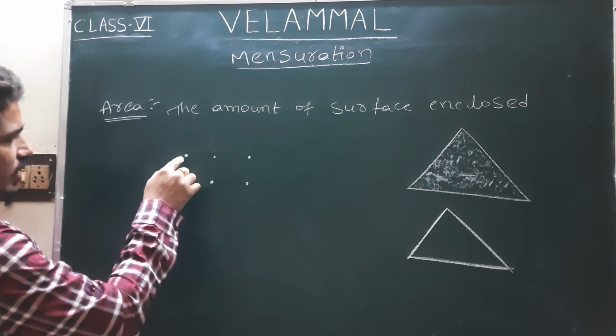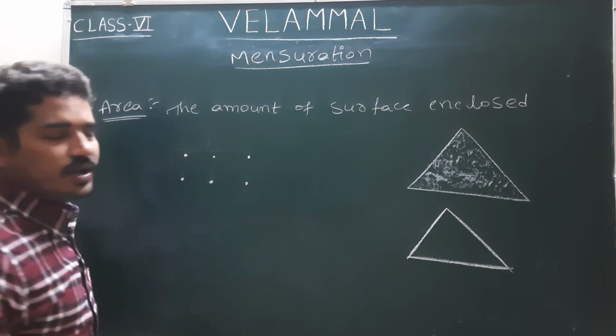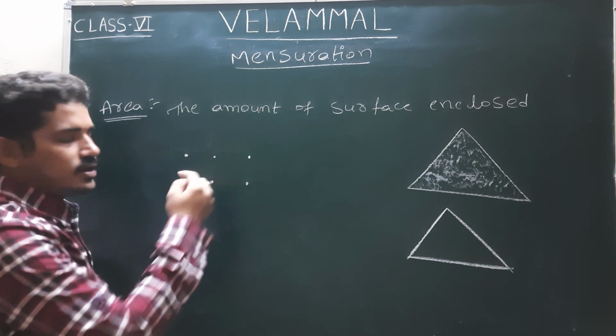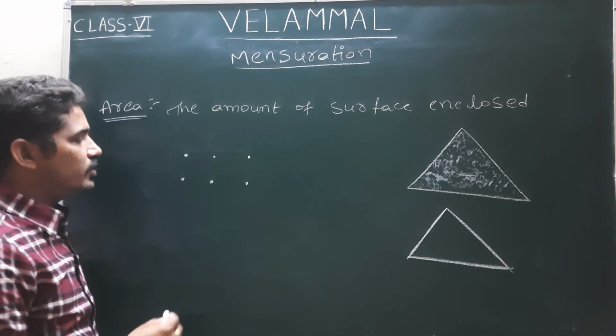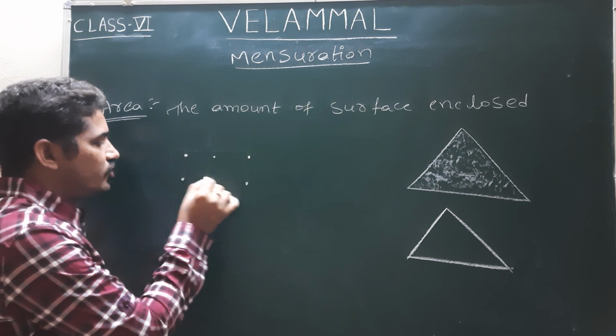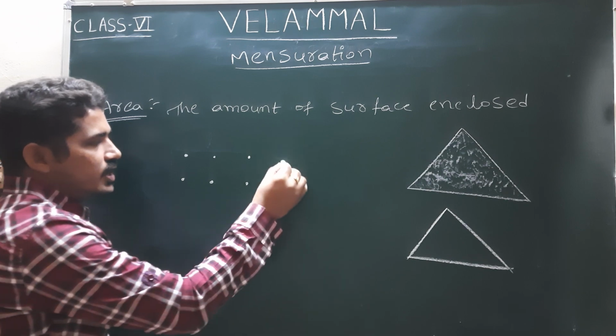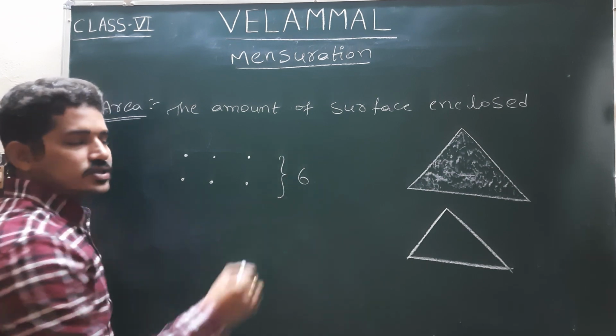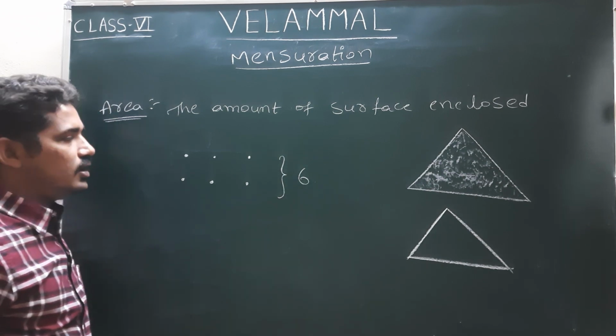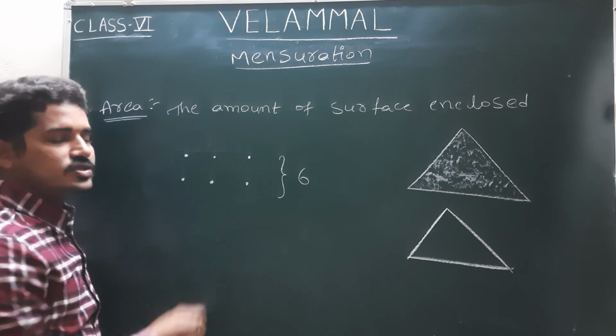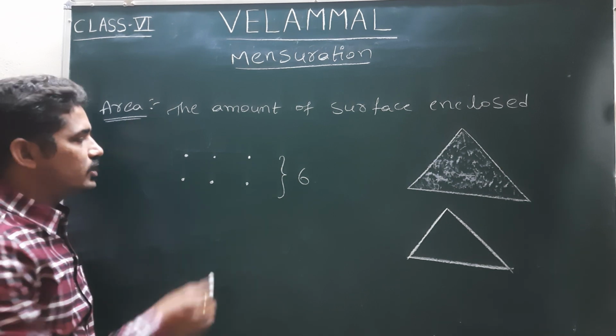See, I have, for example, this one pattern. Now if you want to say how many dots are there in this, what will we do? 1, 2, 3, 4, 5, 6, we will count. Then we are saying that in this, 6 dots are there. Now one more way we can also find out.